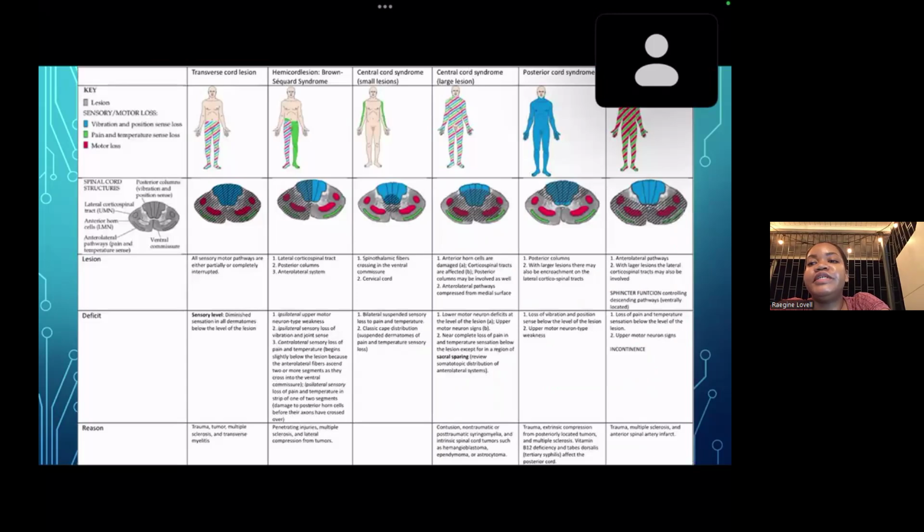This table just summarizes all the spinal cord lesions that we went through. So we have the Brown-Séquard, central cord with small lesion and large lesion, posterior cord syndrome, and anterior cord syndrome as well.